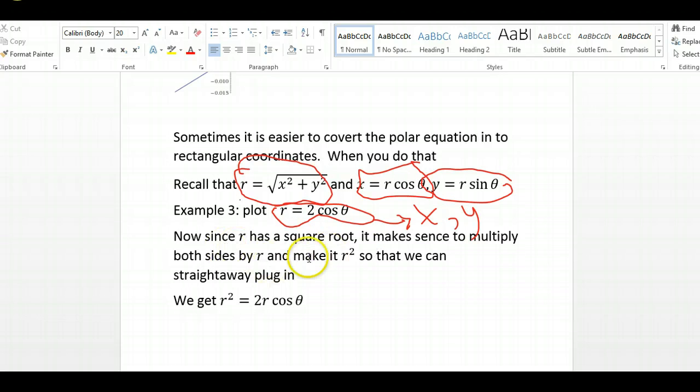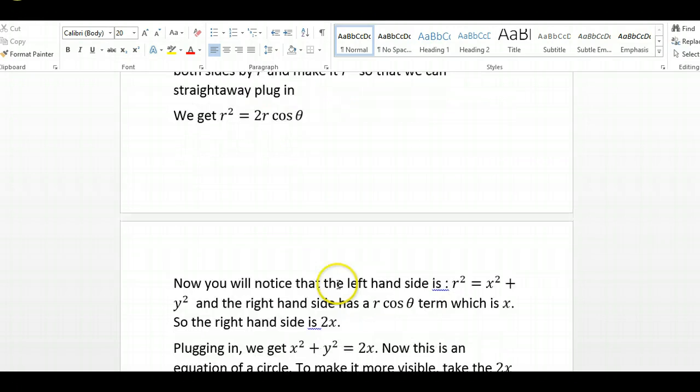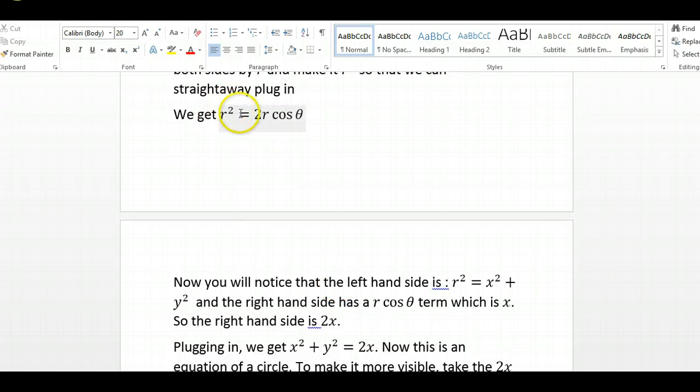So we multiply both sides by r, and then this side will become r squared, and the right hand side will become 2r cosine theta. But we know what r squared is: r squared is equal to x squared plus y squared. So we can plug in x squared plus y squared up here. And on the right hand side, if you look at the piece other than the 2, that is r cosine theta, which is just x.